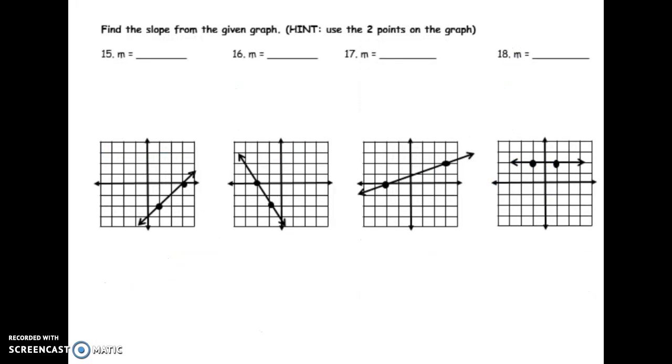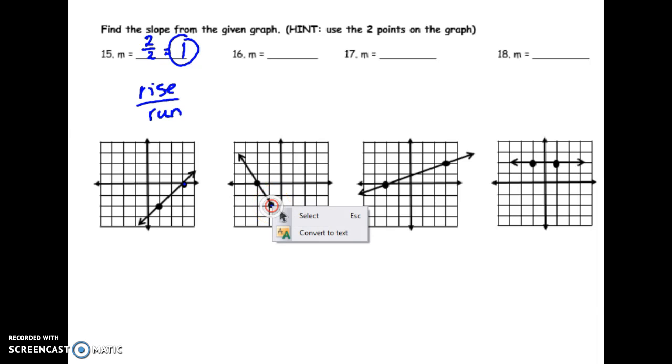Okay, find the slope from the given graph. Use the 2 points. So if I use these 2 points, I'm going to think rise over run. So always think rise over run. So I'm going to start at this point, and I'm going to rise positive 2, and I'm going to run positive 2 to get to the other point. So it's going to be 2 over 2, which is the slope of 1. Okay, if I started at this point at number 16 and I rose 2, I would go to the left 1. So rise 2, left 1 would give me a slope of negative 2.